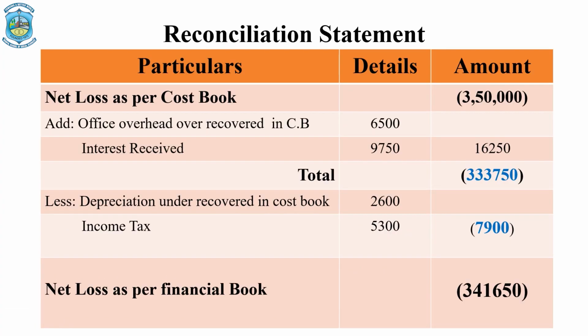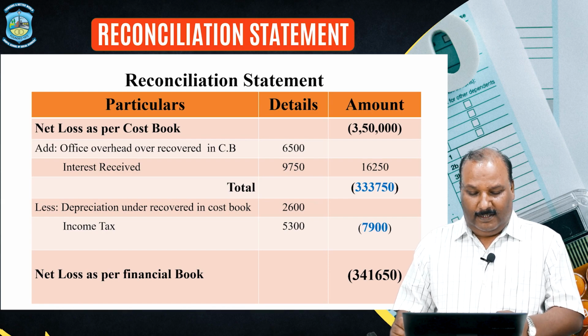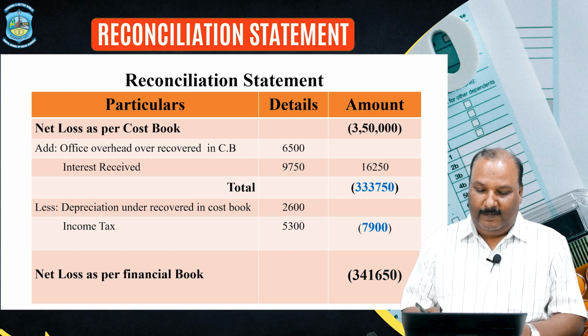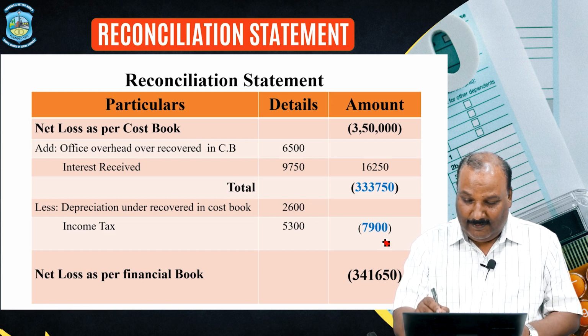Net loss as per cost book, which is a loss, is shown in negative value, in brackets. 3,50,000 rupees is the loss of cost book. Office overheads over recovered in cost book means there is no impact in the financial book, it will be more than that. Therefore, we will add 6,500 rupees.